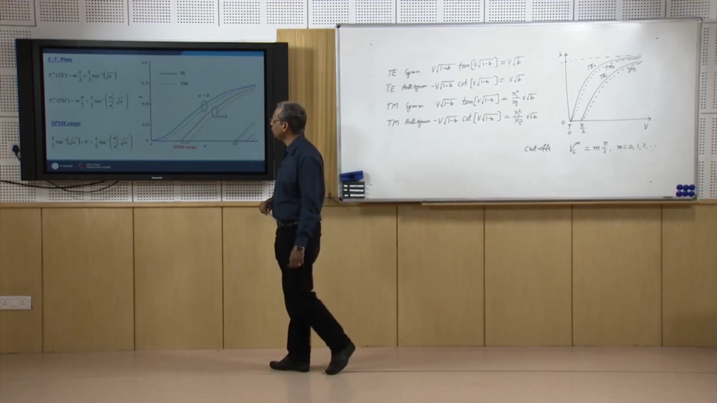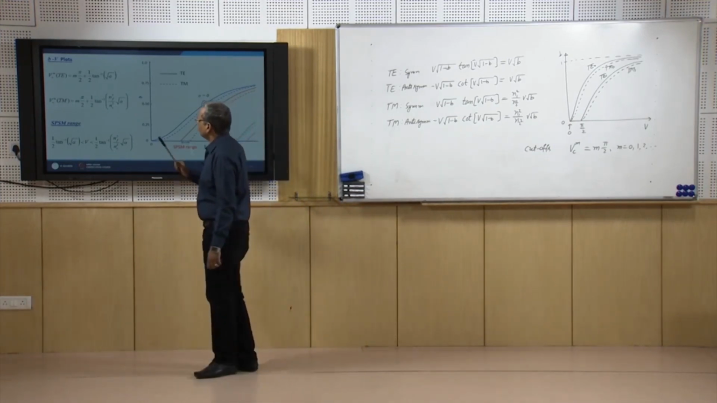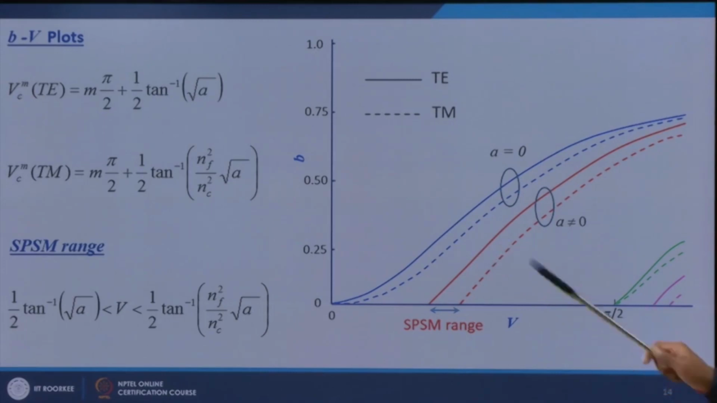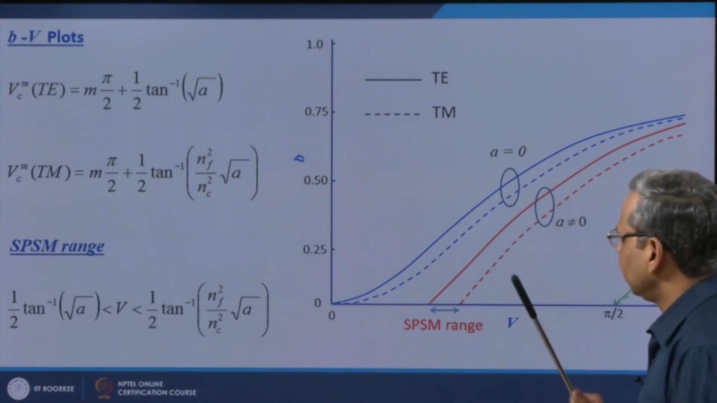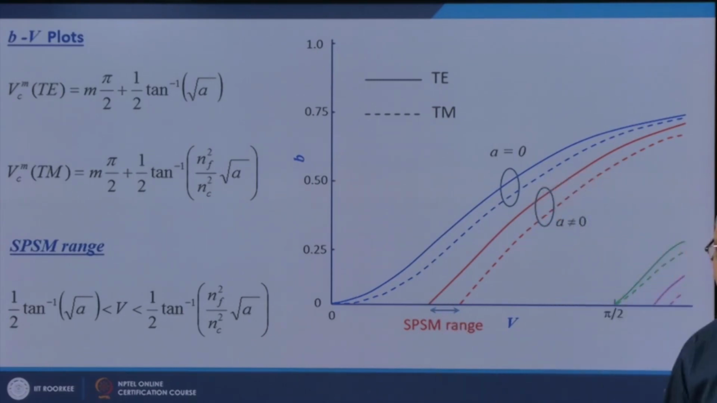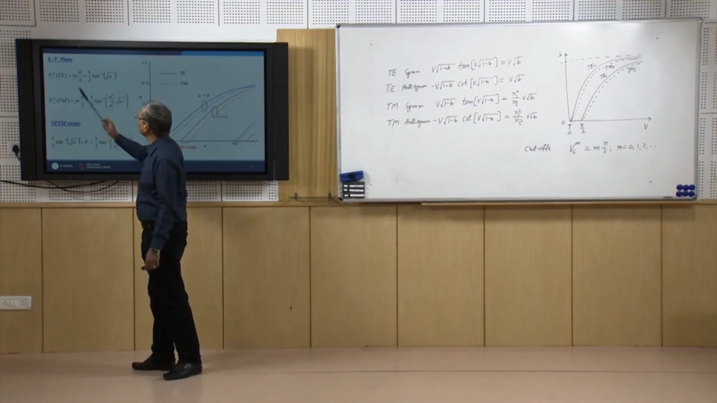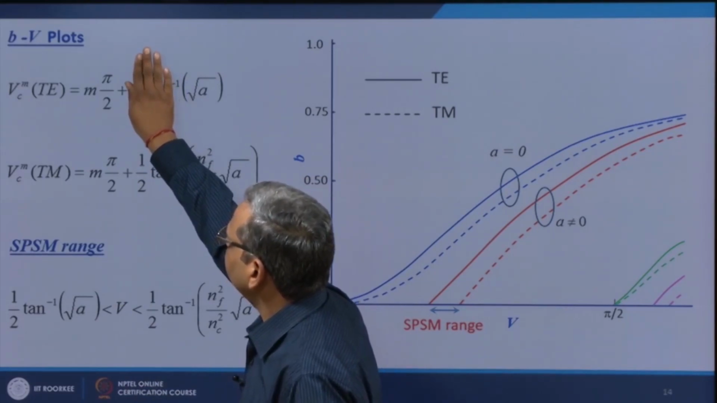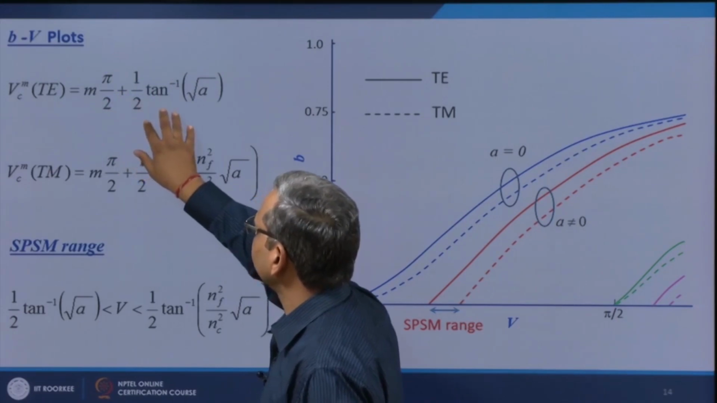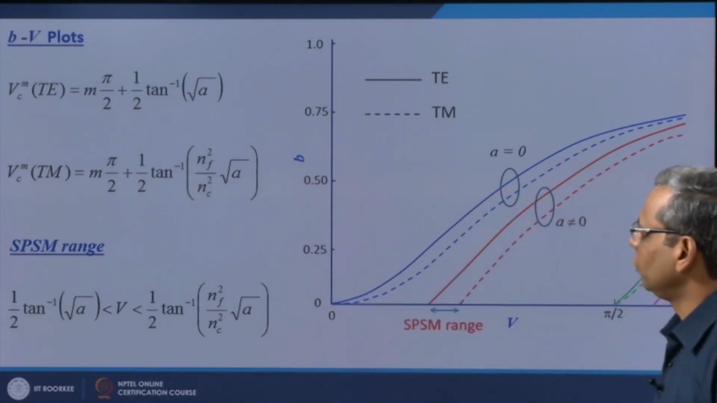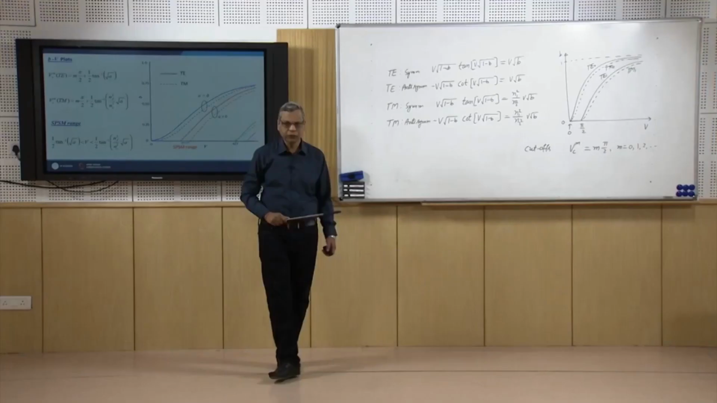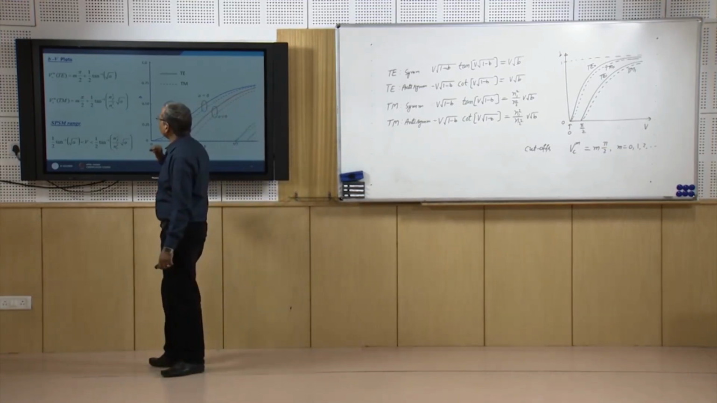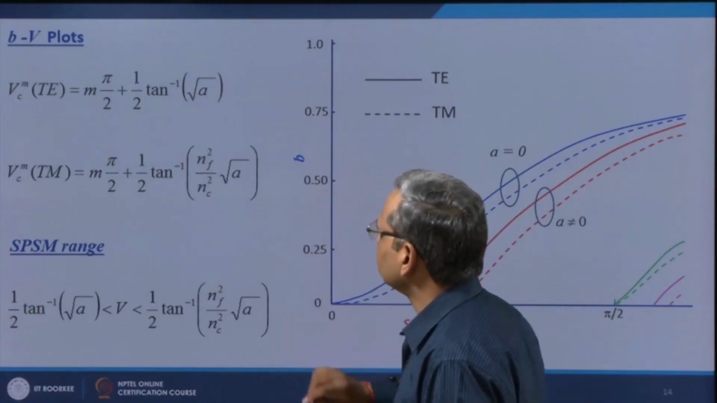If I draw the BV curves here now, then I see that the BV curves for asymmetric waveguides go like this. Okay. What I notice is that they do not have zero cutoff. TE0 mode also does not have zero cutoff. If you look at the cutoffs, then you can see that for the symmetric planar waveguide the cutoffs were m pi by 2, but now these cutoffs would be shifted by this amount, half tan inverse of square root of a, because of this asymmetry parameter. If a is equal to 0, then it becomes the symmetric planar waveguide. Okay. I also notice that the cutoffs of TE and TM modes are now different.